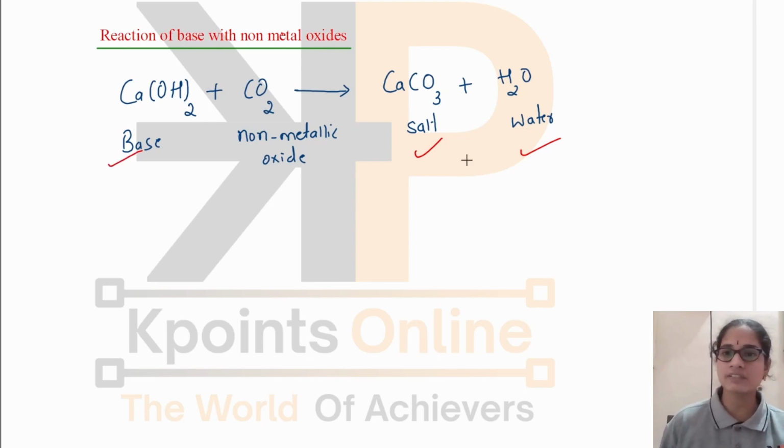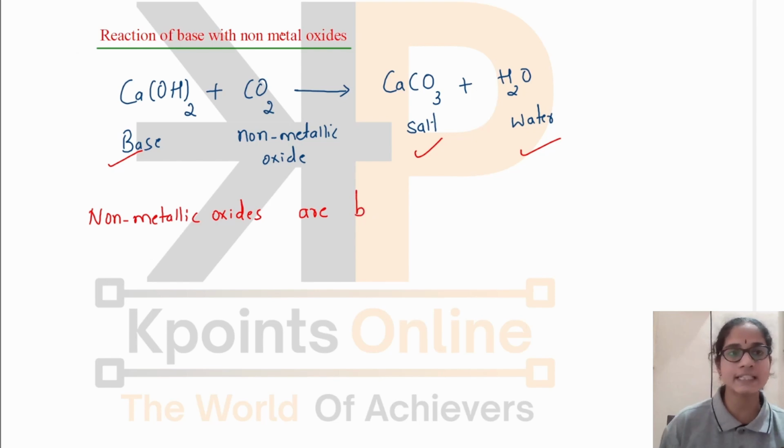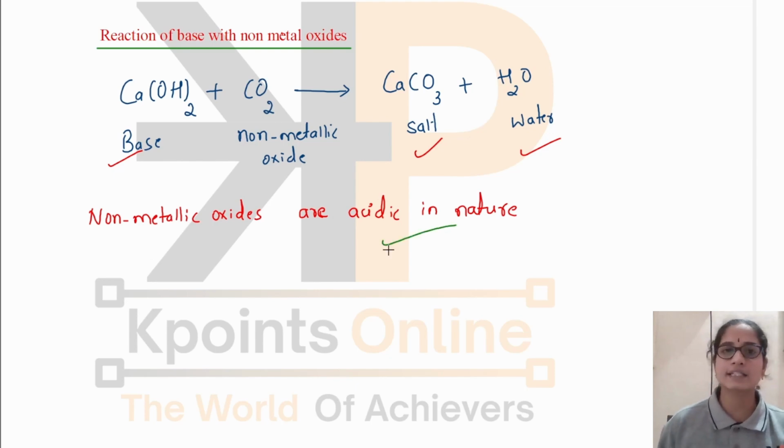We have a base here, we have salt and water. Then this non-metallic oxide must be acidic in nature. So what we came to know is non-metallic oxides are acidic in nature. You have to remember these two points. Metallic oxides are basic in nature, non-metallic oxides are acidic in nature. This is all about the reaction of acid with metal oxide and base with non-metal oxide.